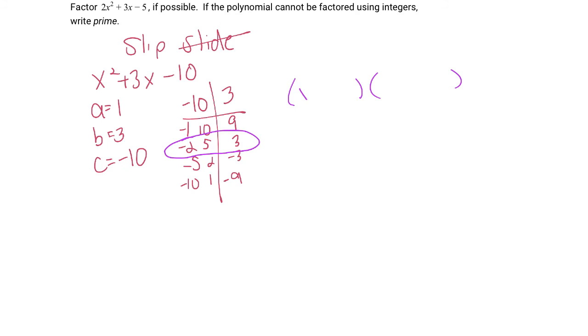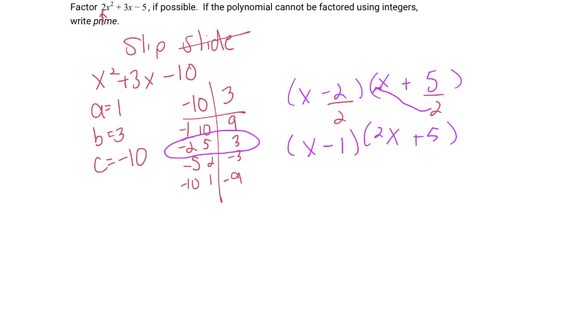2 parentheses, x is our variable, negative 2, positive 5 goes on the end. We need to do the slip part. My original A is 2. So I'm going to put 2 and slip it underneath both of those. Negative 2 divided by 2, I can totally simplify, and I get x minus 1. 5 divided by 2, I cannot simplify, so I'm going to bring 2 out in front, and I'll have 2x plus 5. Not prime. We'll multiply and double check.